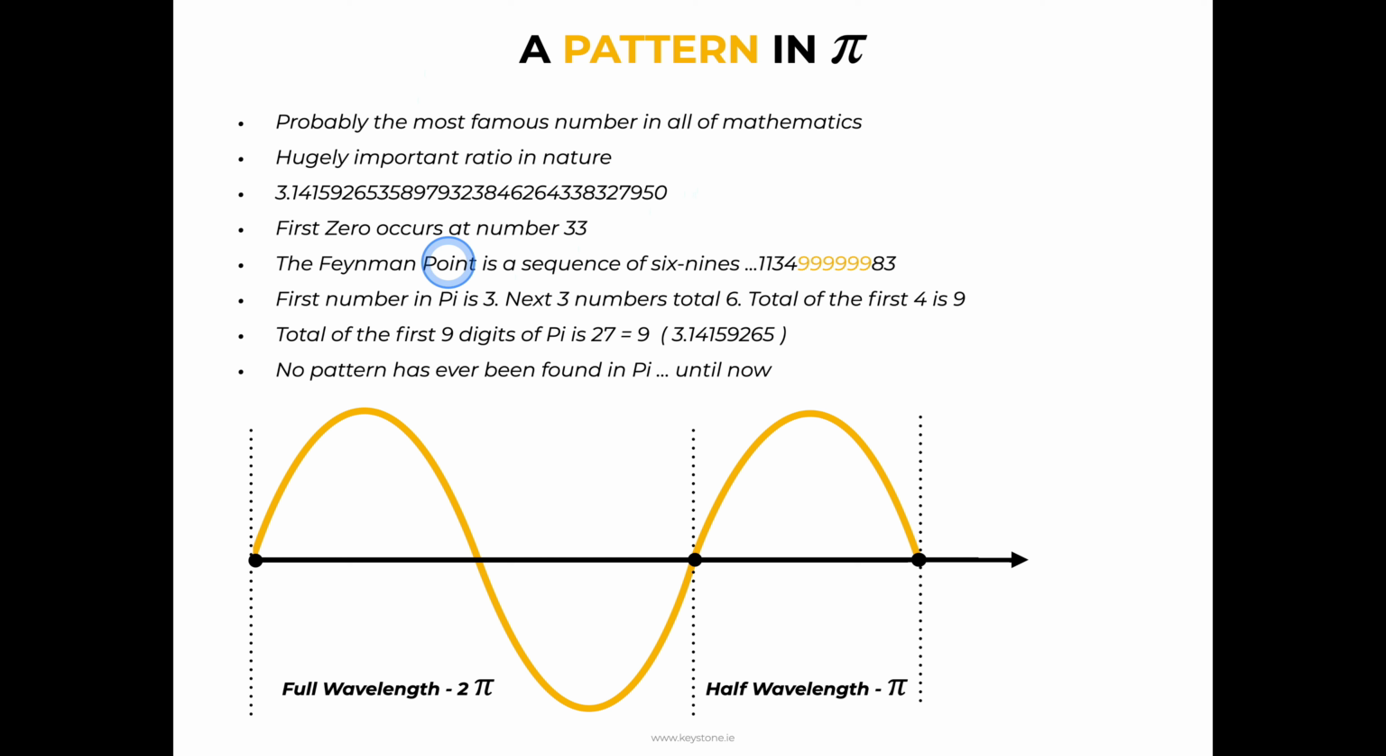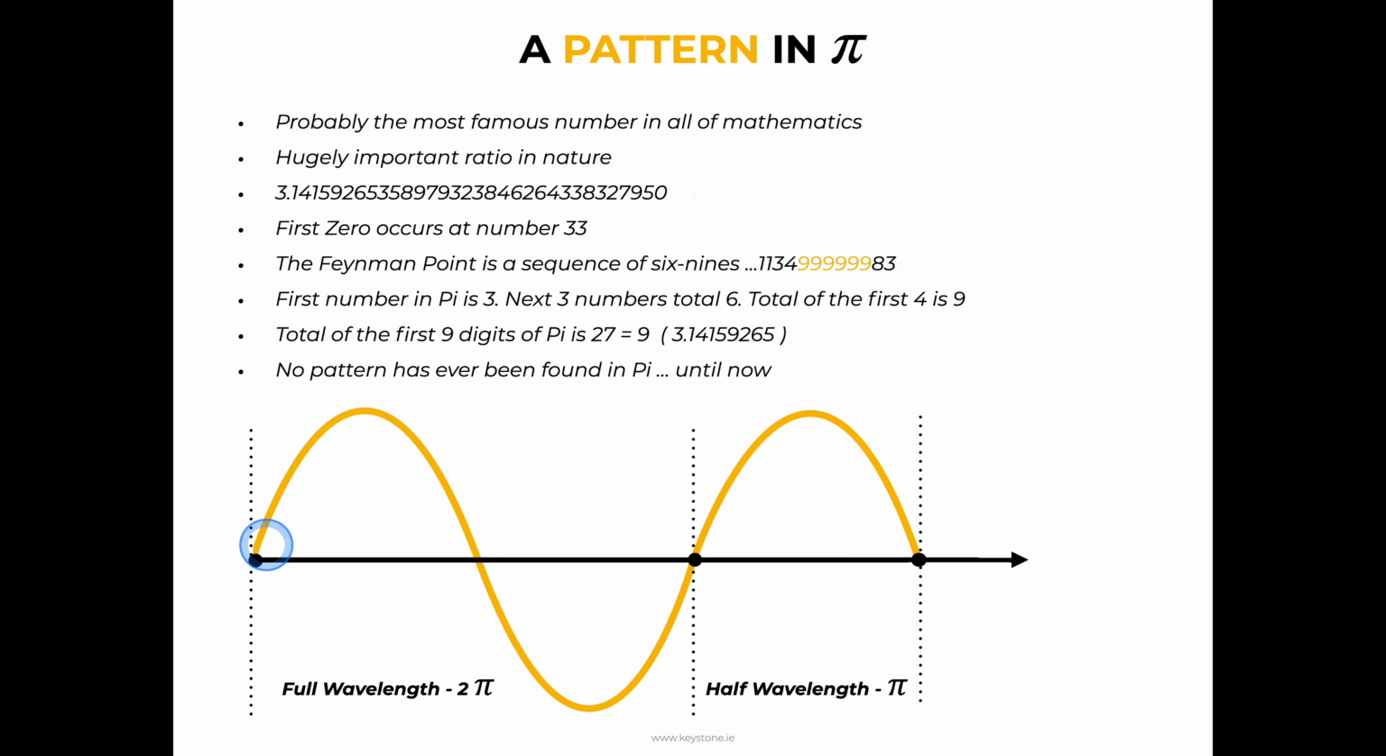And later on in pi, around 780 digits or so into it, we find the Feynman point, which is a sequence of 6 nines. That's it there. Now the first number in pi is 3, and the next 3 numbers, 1, 4, 1, total 6. So the total of the first number is 3, next 3 is 6, and those 4 put together gives us 9. The total of the first 9 digits of pi is 27, which is 9. And no pattern has ever been found in pi until now.